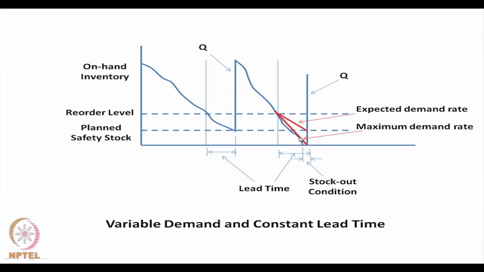So, what is normally done is that the reorder level is just not the expected demand. Expected demand is basically the average demand into the lead time, but on top of this we in fact should think of a maximum demand that can occur during this time, and we should create a little more stock, and that is called the planned safety stock. That depends, what I said, on the service level. So, this is a case of variable demand and constant lead time.